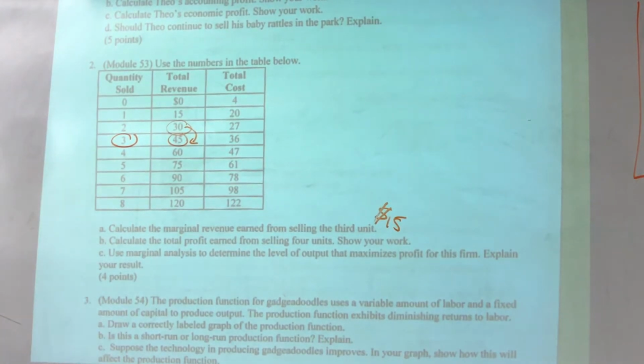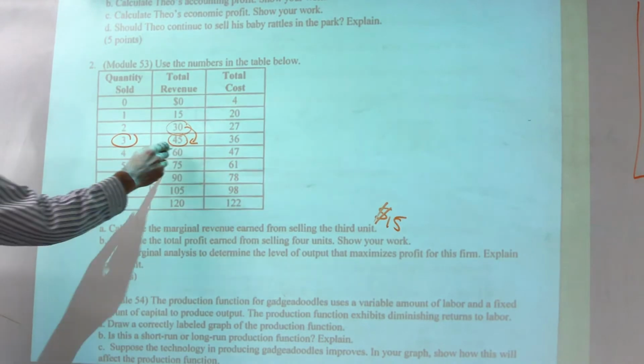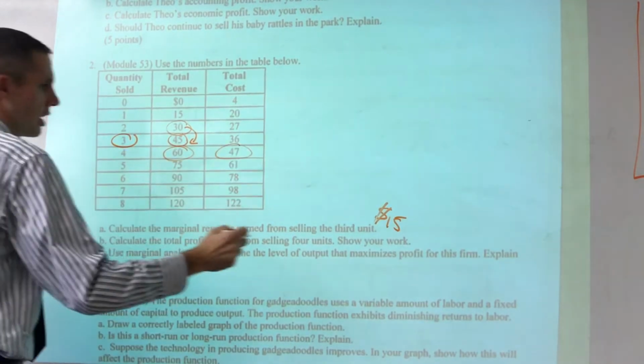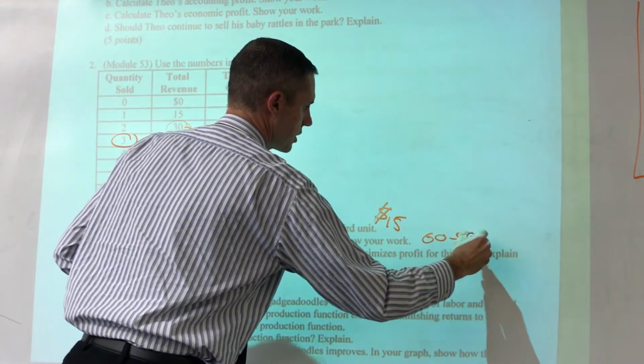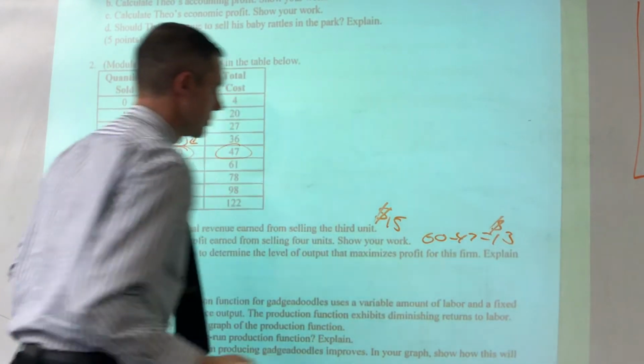Calculate the total profit earned from selling 4 units. Total profit is total revenue minus total cost. It's as simple as going 60 minus 47 equals $13. That's all you need to do.